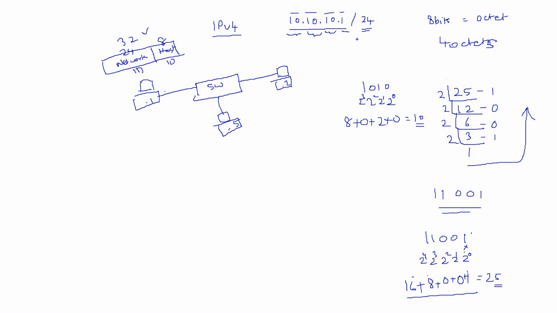So we have 10.10.10.1. Now 10.10.10.1 could be written as 1010. Now it has to be 8 bits, right? So I can add zeros in the beginning. It does not change the value, by the way. So 10.10.10, and the last is 1. Decimal 1 has a binary value of 00000001, and this is the given IP address, right?